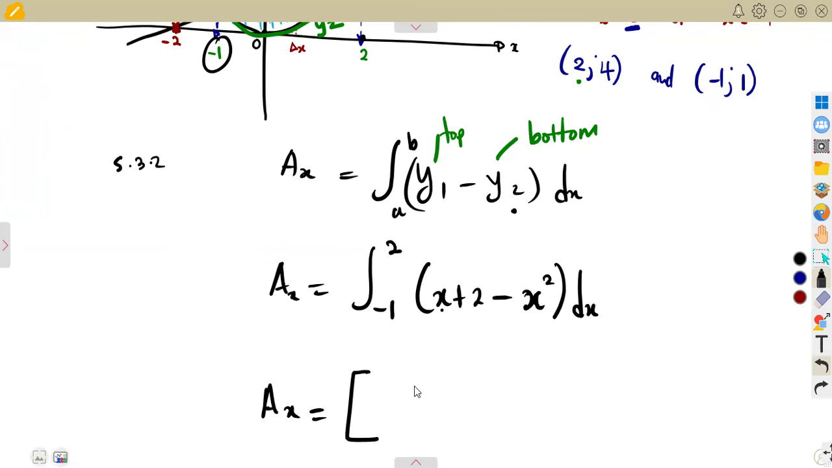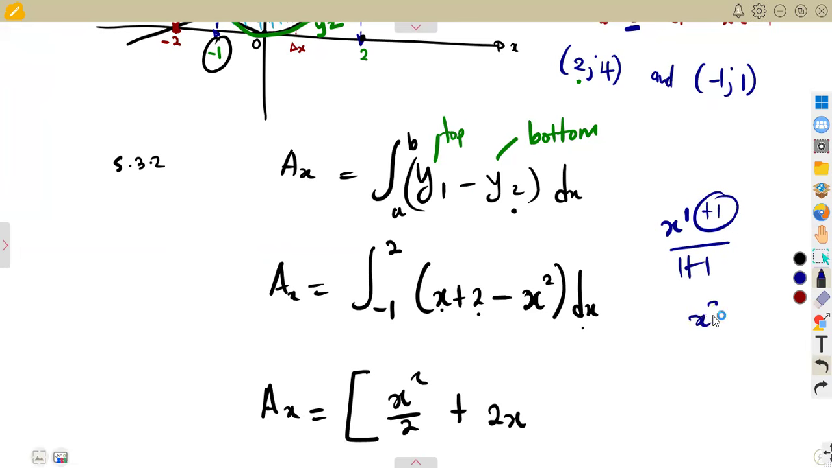So we can integrate x, that's x squared over 2. Then 2 with respect to x, that's 2x. Remember, x is just like x to the power of 1. So remember the integral, guys: you add 1, then you divide by the new power, which is 1 plus 1. So that's x squared over 2. For x squared, you add 1 to the exponent, so that will be minus x to the exponent of 3 over the new exponent, which is 3.